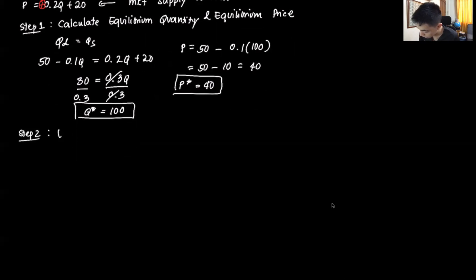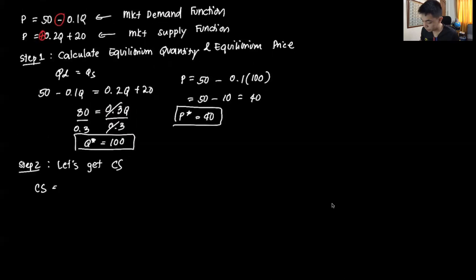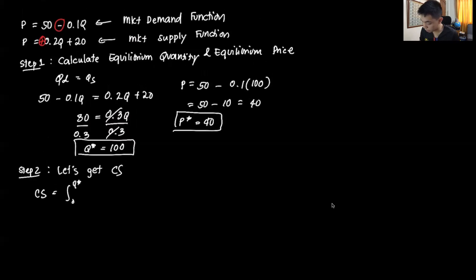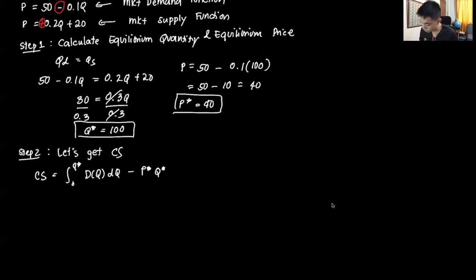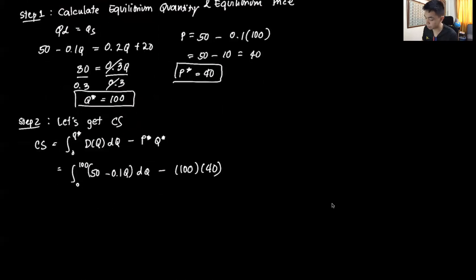Step two, let's get the consumer surplus. The consumer surplus, again, formulaically, is the integral from 0 until Q star of your demand function, the area under your demand curve, but above equilibrium price. So we have to subtract that rectangle there. In integral form, we take the integral from 0 to 100, because that's your Q star, of your demand function, which is 50 minus 0.1 Q dq. So we take the integral of that, and we subtract it from P star times Q star. P star is 40, Q star is 100.